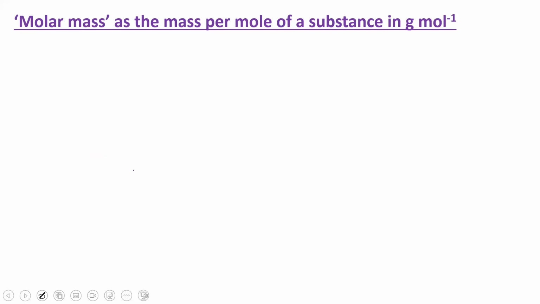Now, molar mass is the mass per mole of a substance in gram per mole. You have to now give this heading: molar mass is the mass per mole of a substance. Copy this heading.